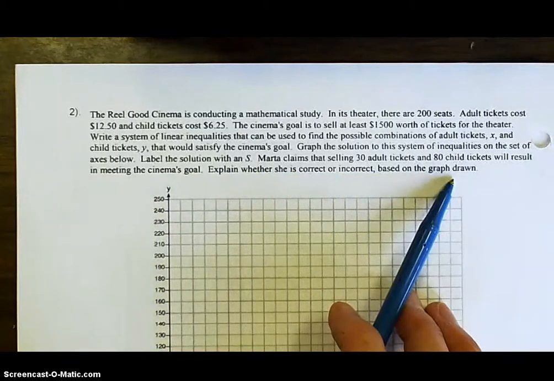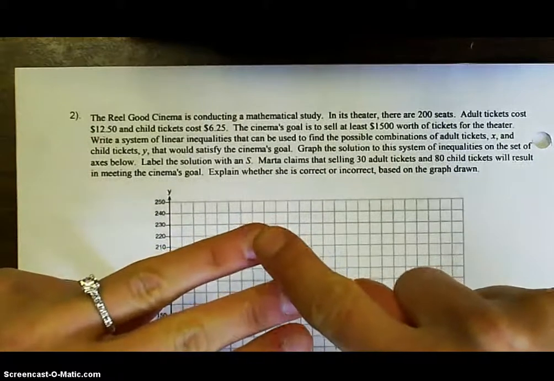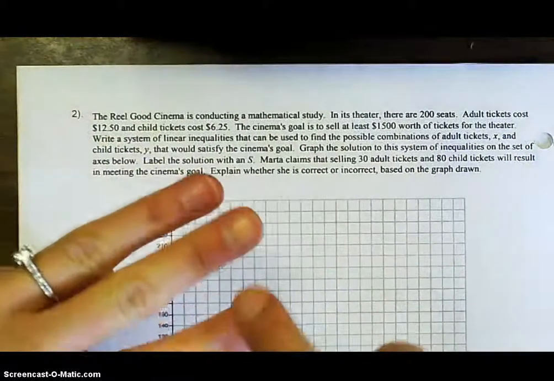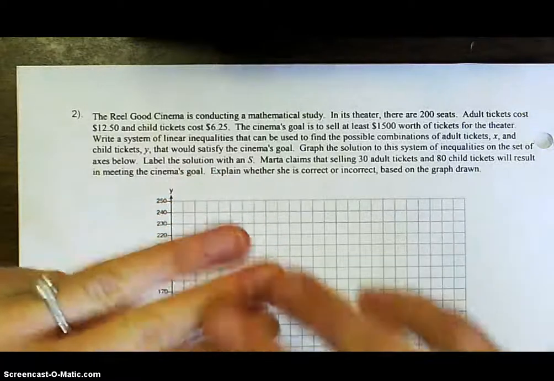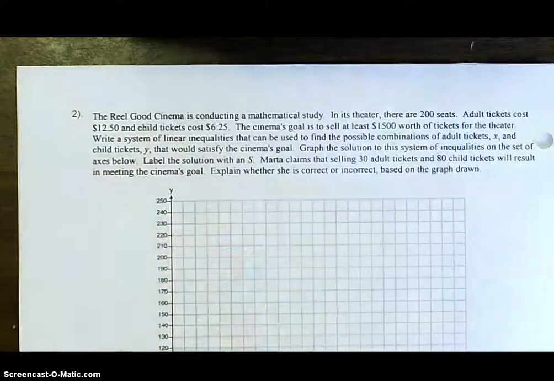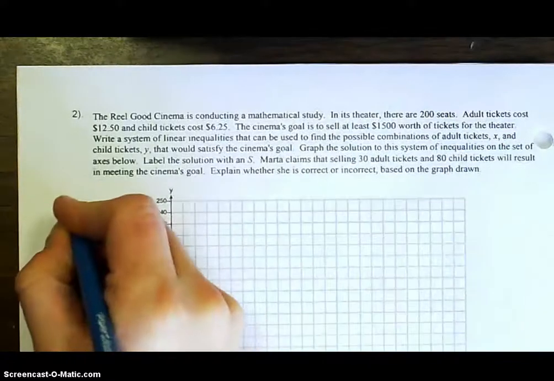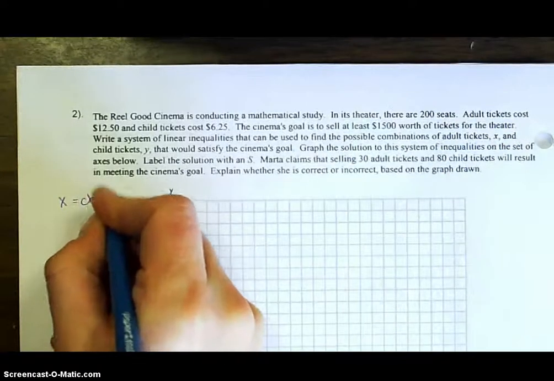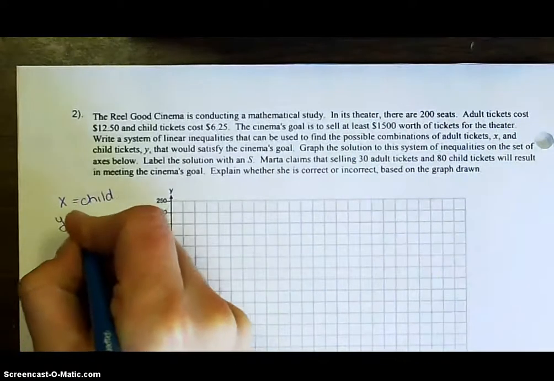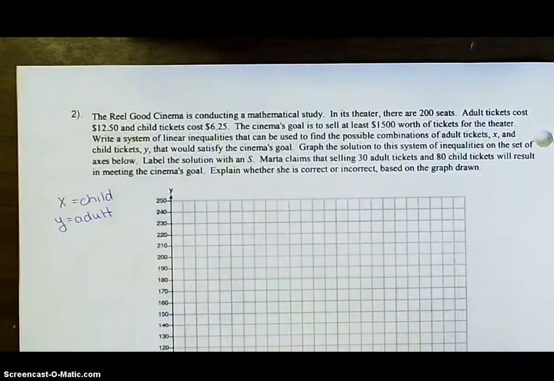Okay, there's a lot going on here, and inside of this question, there's actually 3 different questions. There's write the system, graph the system, and then is Marta correct? So there's 3 parts. Let's start with the first part, which is just write out the system. To write the system of equations, it's telling me that X is equal to child and Y is equal to adult. Now remember, if there are 2 variables, we need 2 equations.